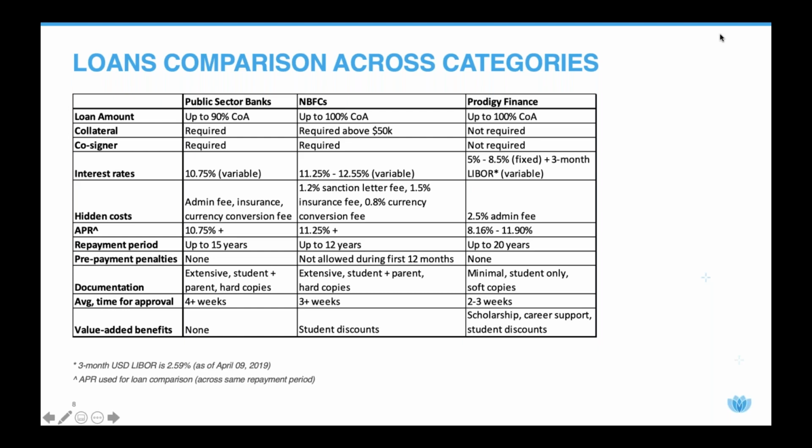I'm going to quickly skim through these just to give you a bit of an understanding. What you need to look over here is what type of lenders are out there and how they actually differ from each other. So one is public sector banks give you up to 90% cost of attendance. NBFCs give you up to 100% cost of attendance. International lenders like Prodigy Finance give you up to 100% COA as well, right? Now, cost of attendance is cost of living and cost of tuition as determined by the university. Public sector banks require a collateral and co-signer at all times.